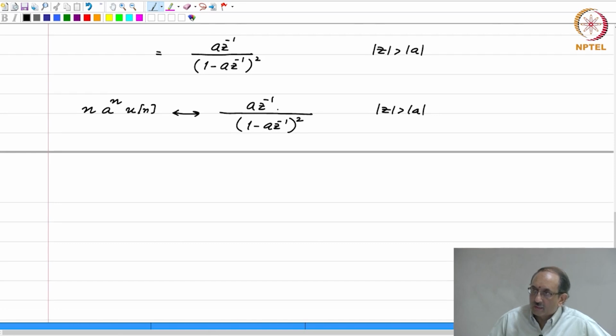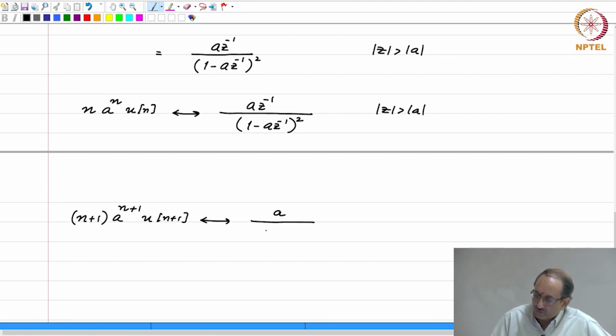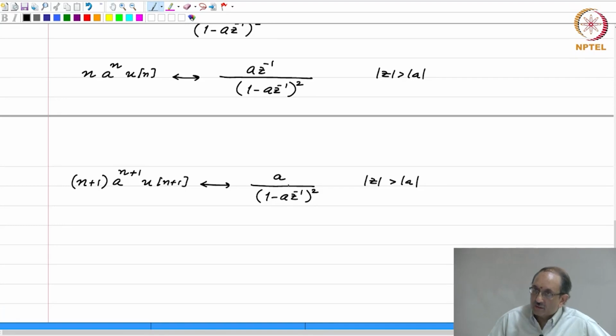We need to get rid of this z inverse. For that, we multiply by z. If you multiply the transform domain by z, you will replace wherever n is there, n by n plus 1. Therefore, this becomes n plus 1 a to the n plus 1 u of n plus 1, and this will be the transform of a by 1 minus az inverse whole squared, and you can cancel 1 power of a on both sides. So, this becomes n plus 1 a to the n u of n plus 1.